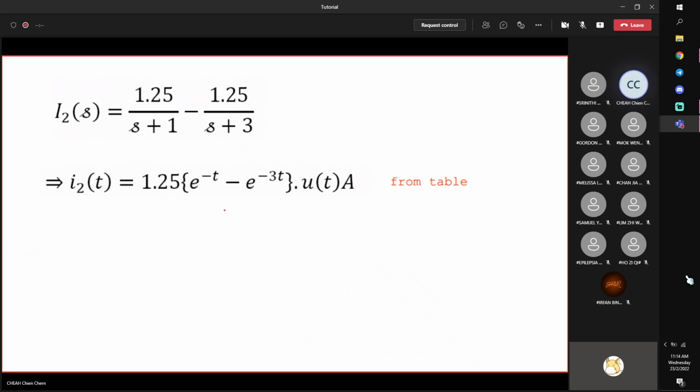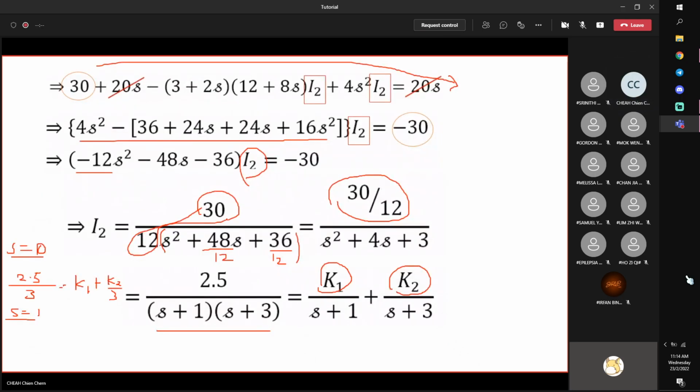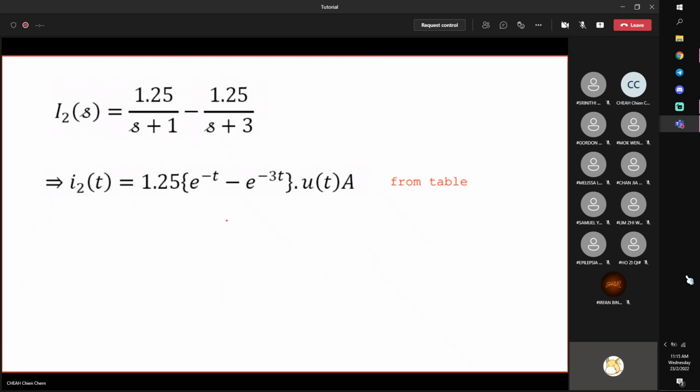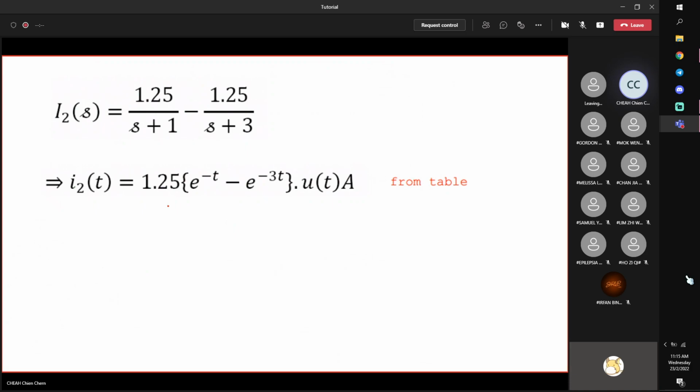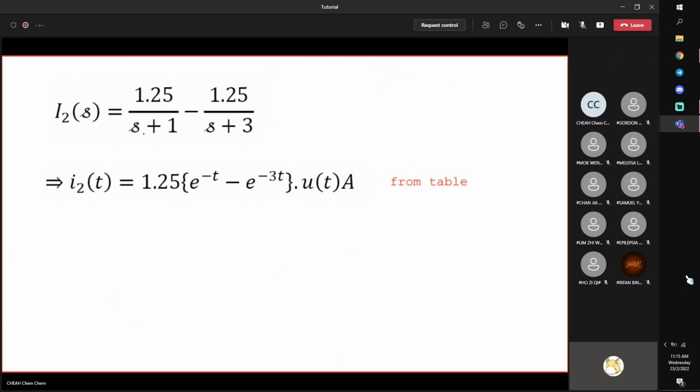Finally, we take the inverse Laplace transformations. 1 over s plus 1 is e to the power negative t, and for a equal to 3, e to the power negative 3t. Then we use the linearity property, as there are two terms.